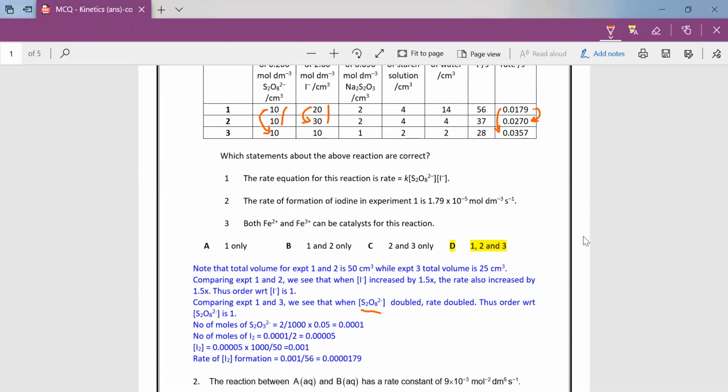Okay, so option 2, right, say the rate of formation of iodine in experiment 1 is 1.79 times 10 to the power minus 5. So we're just going to calculate that, plug in all our numbers, and calculate the rate of I2 formation. Okay, so both iron 2 and iron 3 can be catalyzed. We have gone through that in part 9 of your kinetic lecture. So we already know that that is true. So option D is our answer.